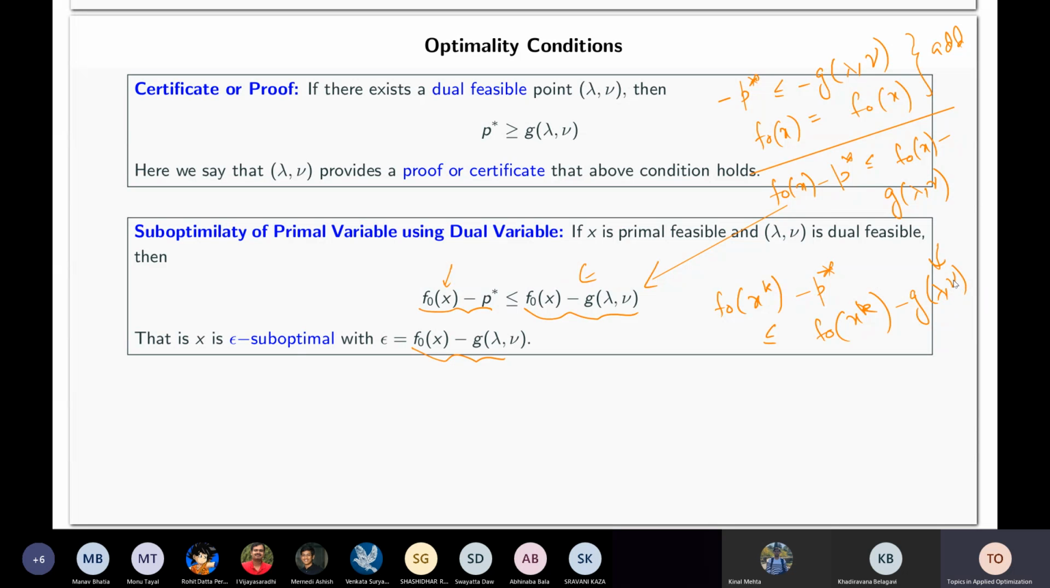I can use this lambda, nu as a test. Let us say I put in some random lambda, nu, and then I check the difference. If for some reason it becomes very small, let us say 10 to the minus 10, then what does it tell me? It tells me that I am already within 10 to the minus 10 of the primal optimal. So it can also give me a way to stop, maybe. I will say that I think I'm close.